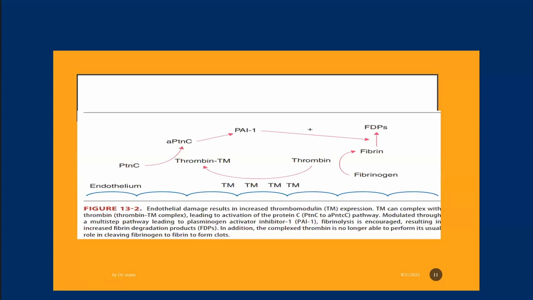So this activated protein C leads to the inhibition of plasminogen activator inhibitor 1, which leads to the degradation of fibrin, so that bleeding will happen. And this is the summary of how trauma-induced coagulopathy will occur.